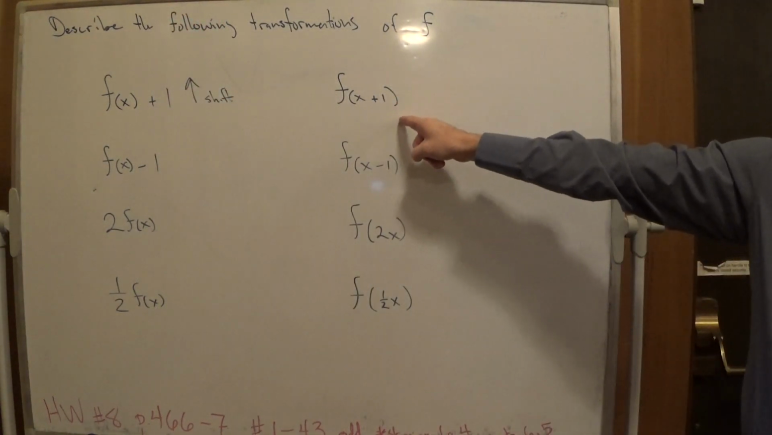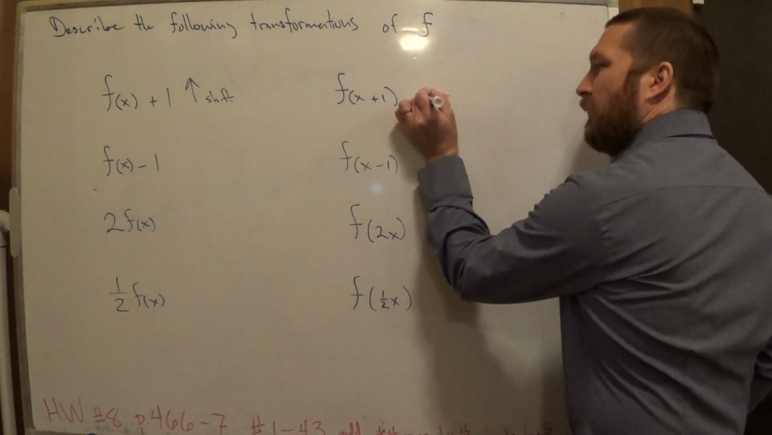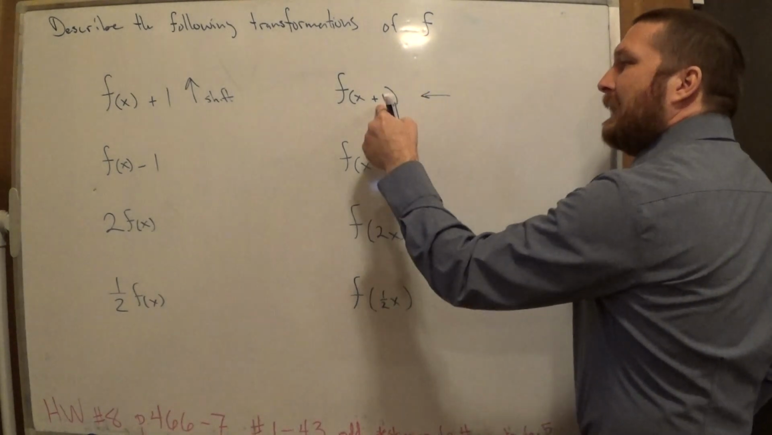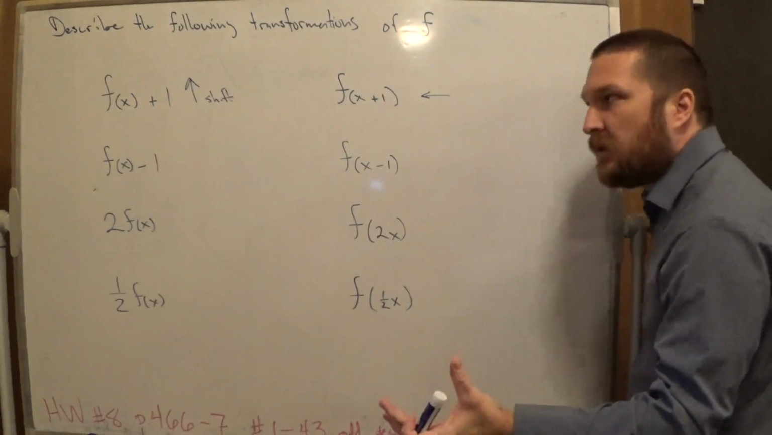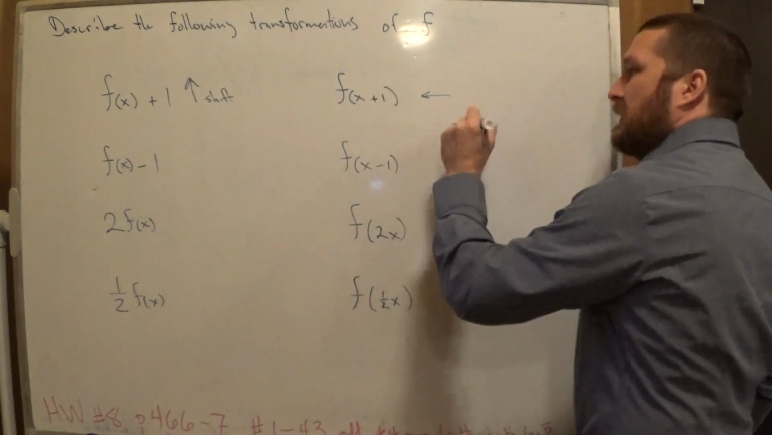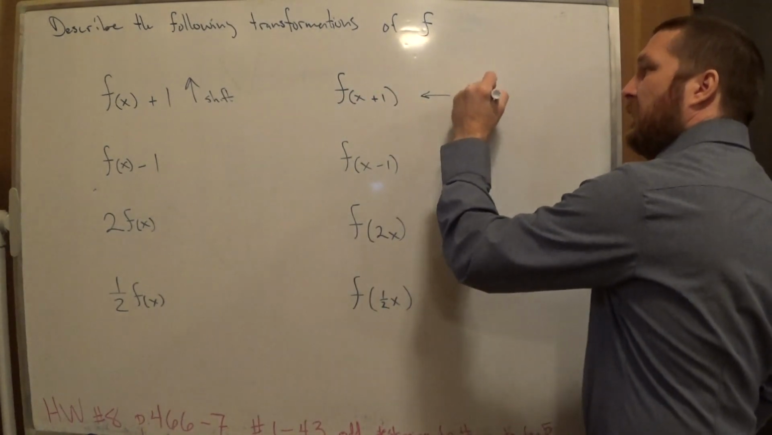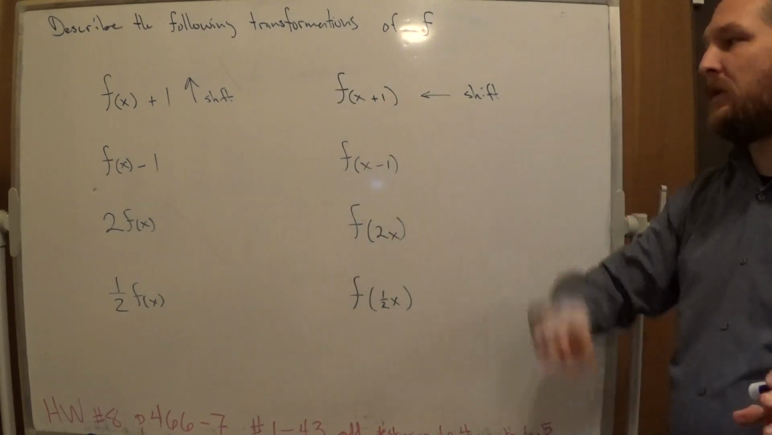However, what does this do? It shifts it to the left. This is a leftward shift, right? So you're adding a positive number to the input, or the x values, you could think about it that way, and it goes to the negative x values. But it's still a shift, but it's in the left direction, and yes, by 1 unit.